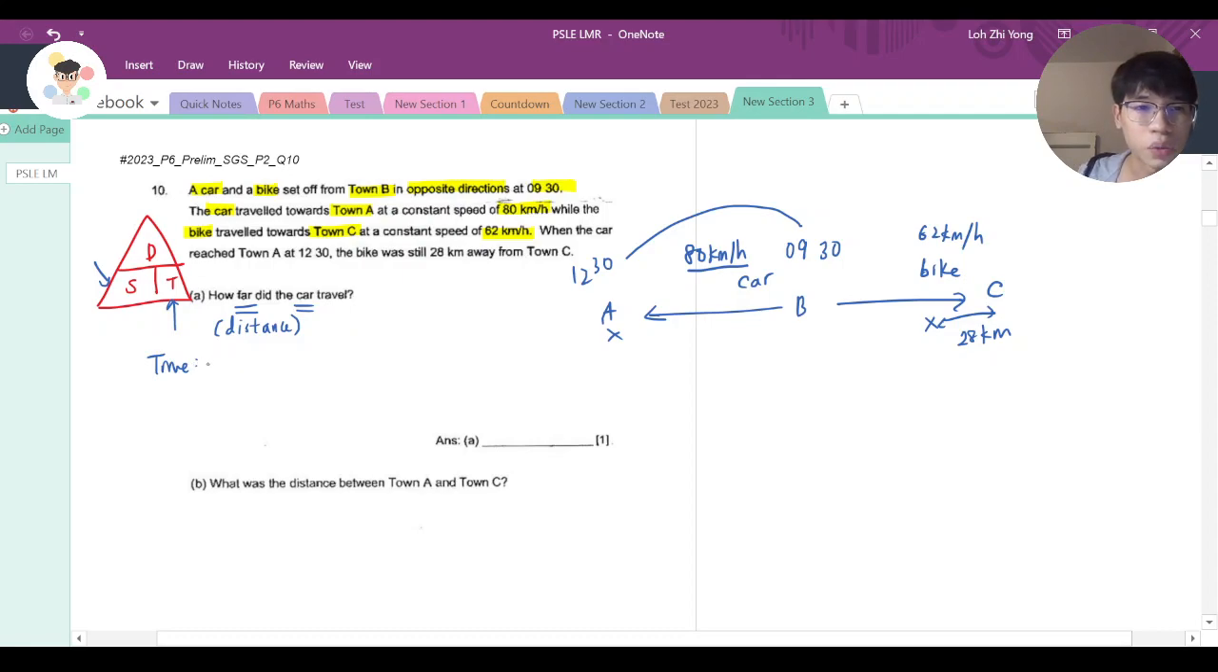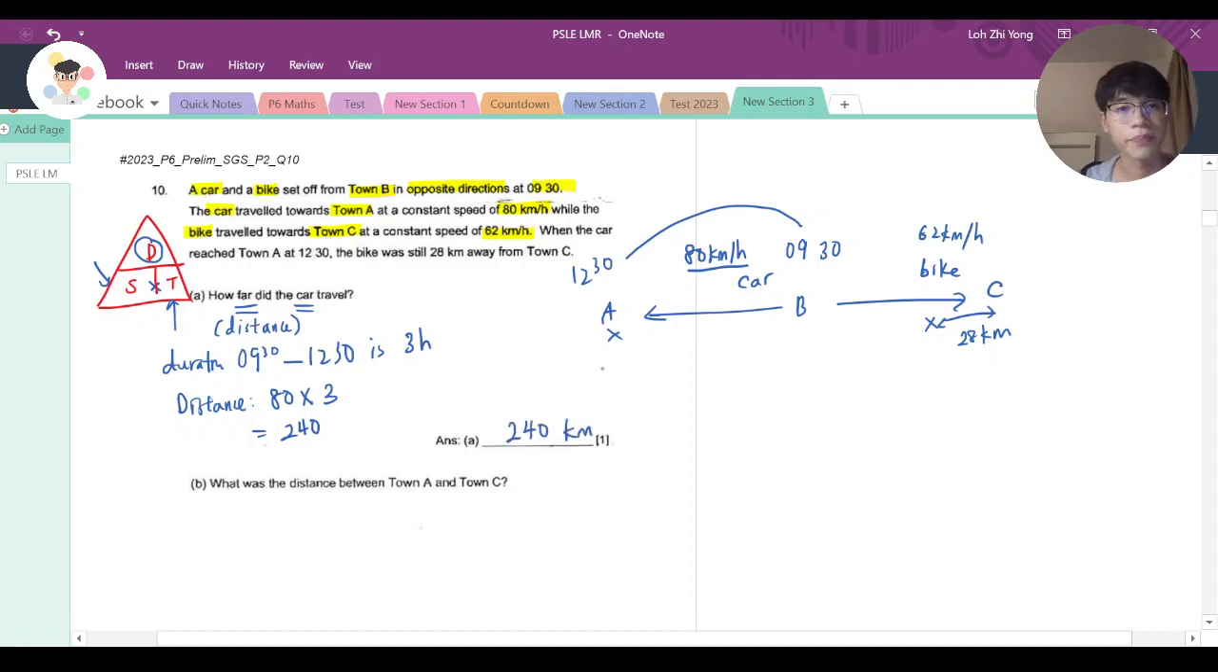The duration from 9:30 to 12:30, you just minus, you should get 3 hours. 3 hours, speed 80 km per hour. So again, to look for distance, I need to multiply. My distance is speed 80 times time 3 hours. So the answer is 240. So 240 km.